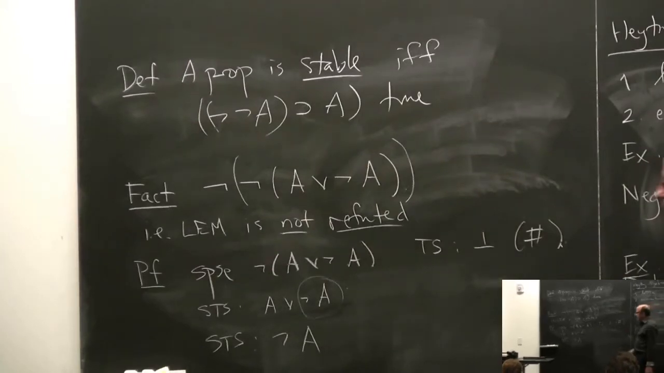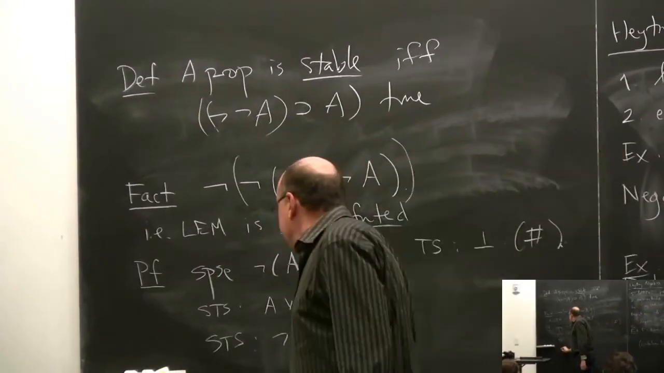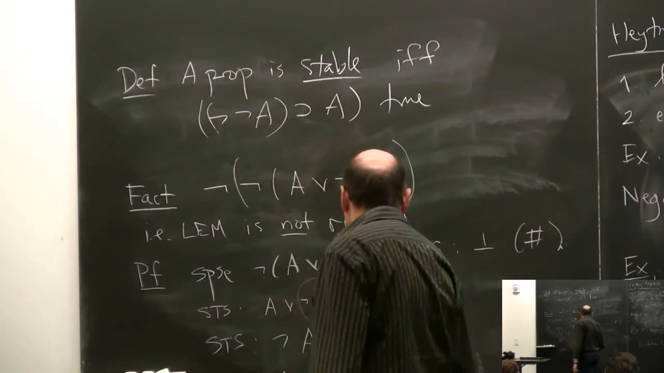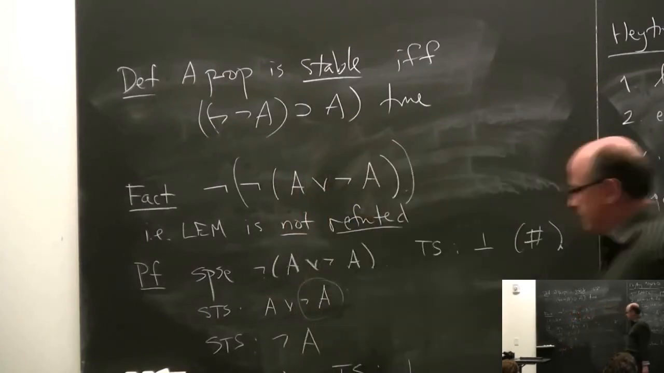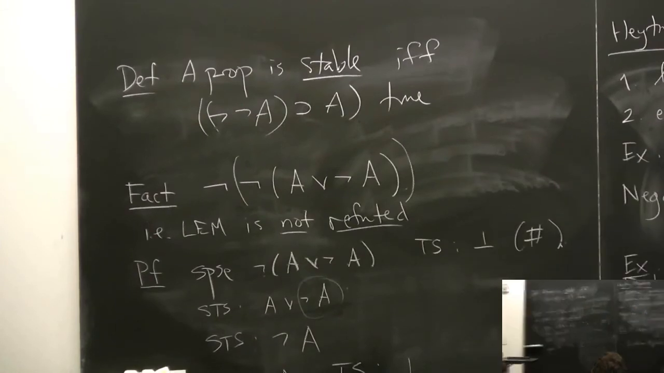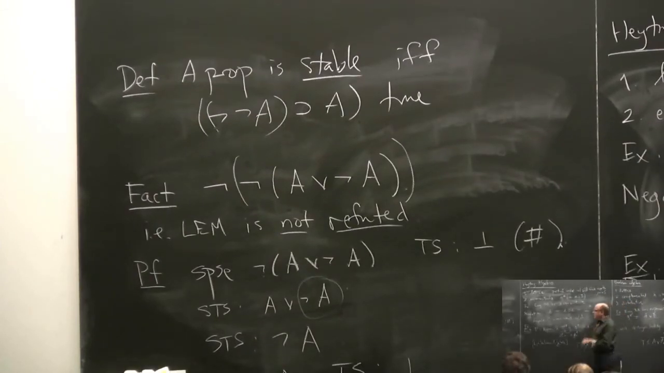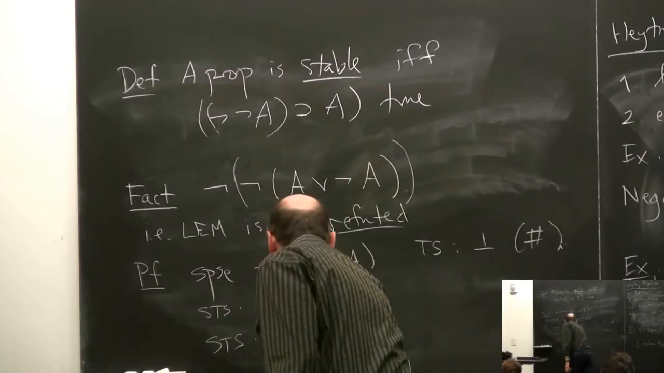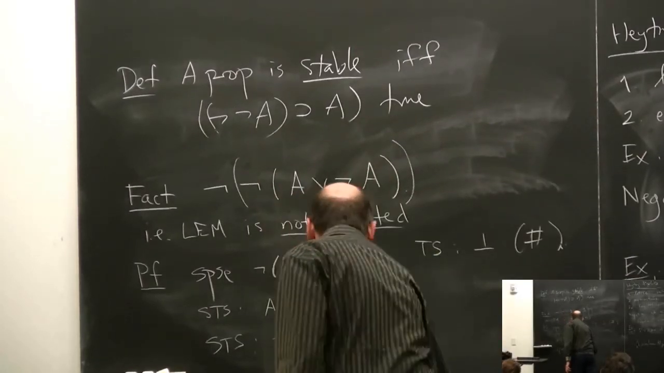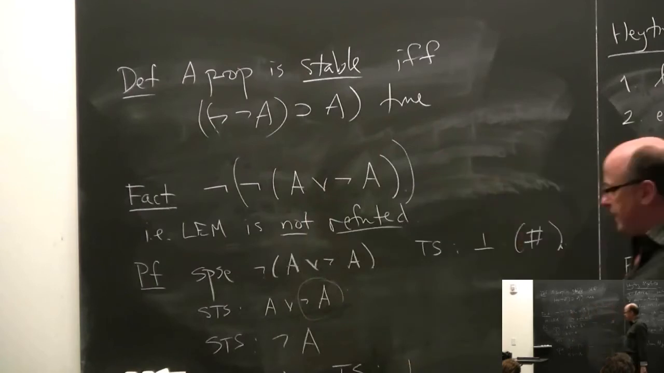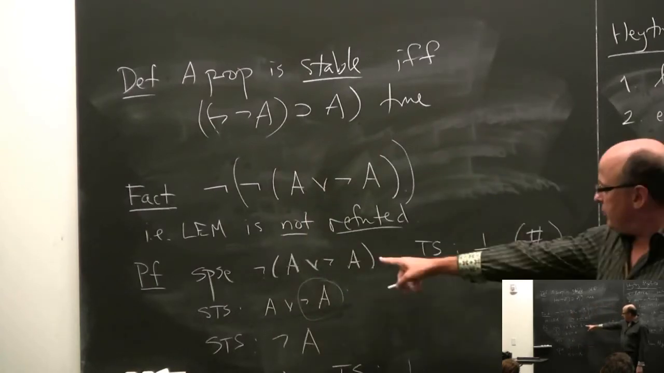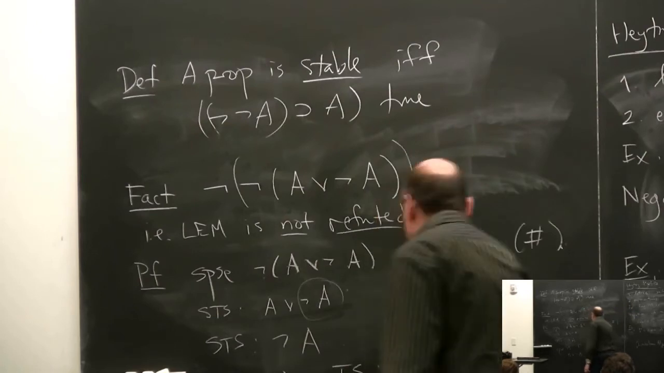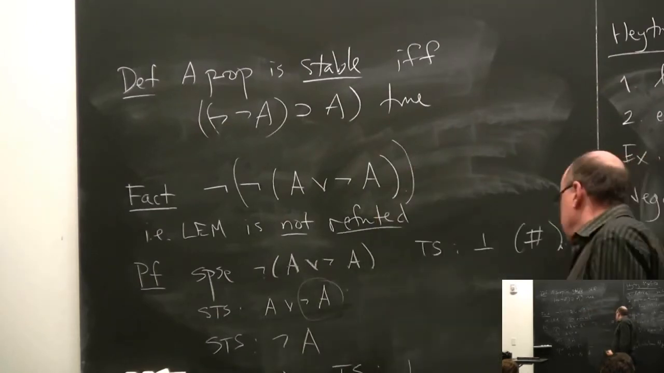Okay, and how am I going to do that? Well, the only way to show a negation is you suppose A, and what you show is a falsehood, right? Contradiction. So that's what I need to do, right? But if I know A, then I know A or not A, of course, because if A holds, then A or not A holds. Oh, but then that contradicts the assumption here, which is a contradiction. And I'm done.